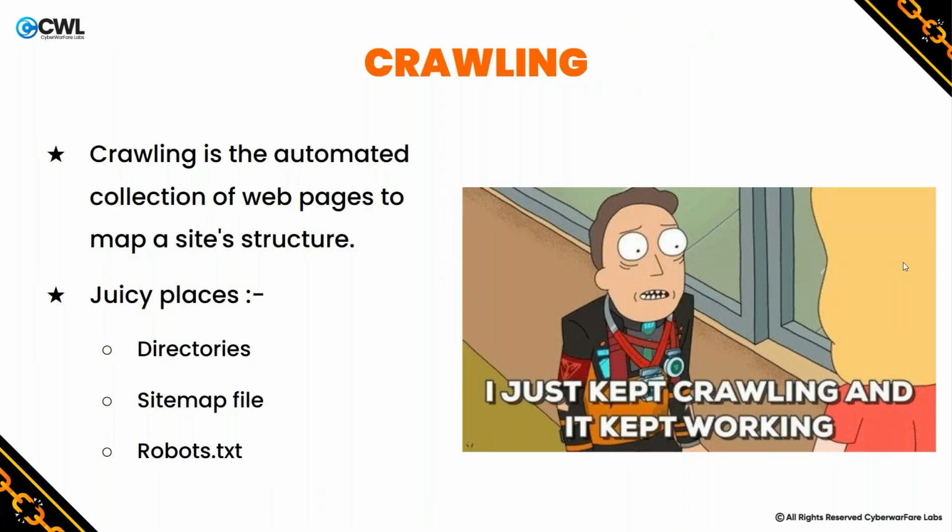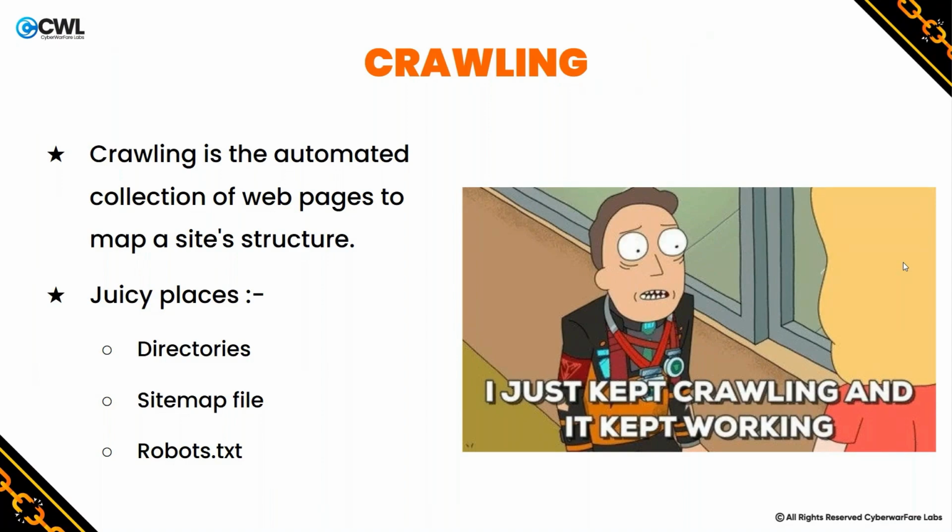And some of the places we can look for interesting routes, methods, or parameters are the directories, obviously. Then there's the sitemap file, which in most cases you'll find at the root directory as sitemap.xml. And then there is robots.txt.